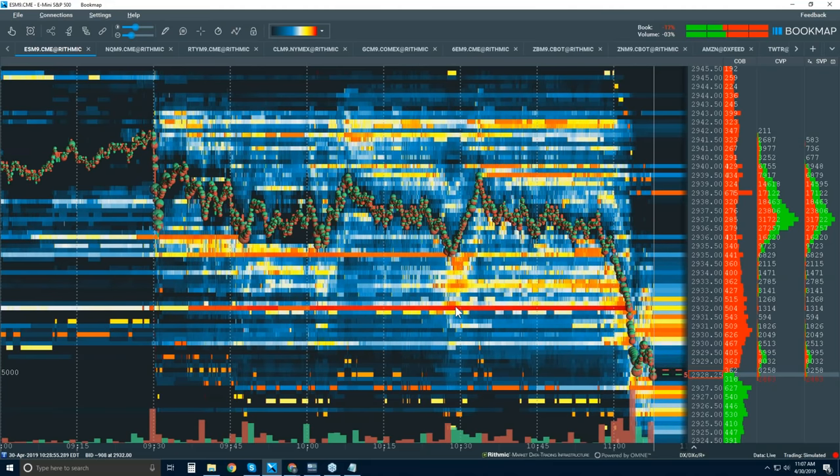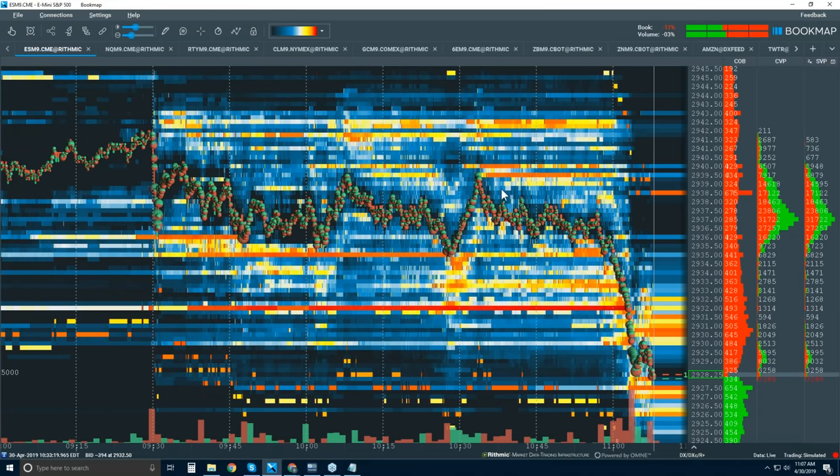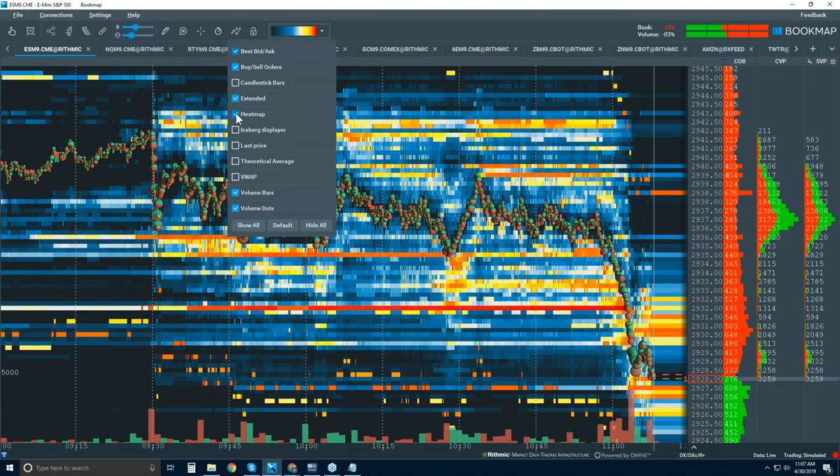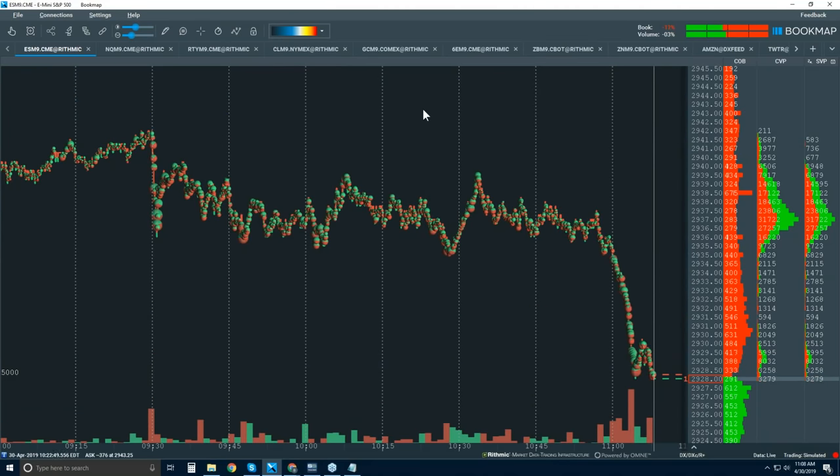All it is is data from your dome, your depth of market, the auction, placed on the chart historically, so you can see where they're bidding and offering. Very simple, very straightforward. I'm going to take that off and we'll go over that in just a minute. Now we're just looking at two elements on the Bookmap chart, best bid and offer and volume.